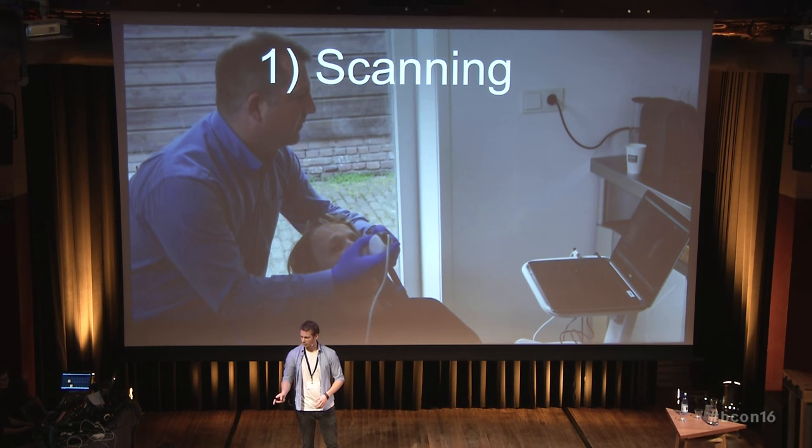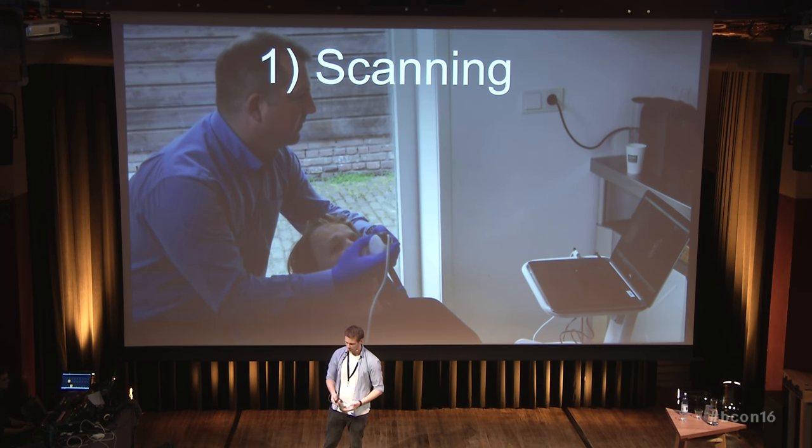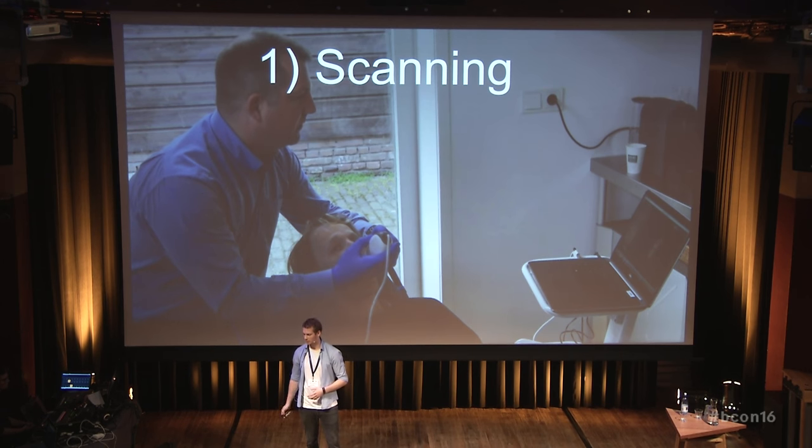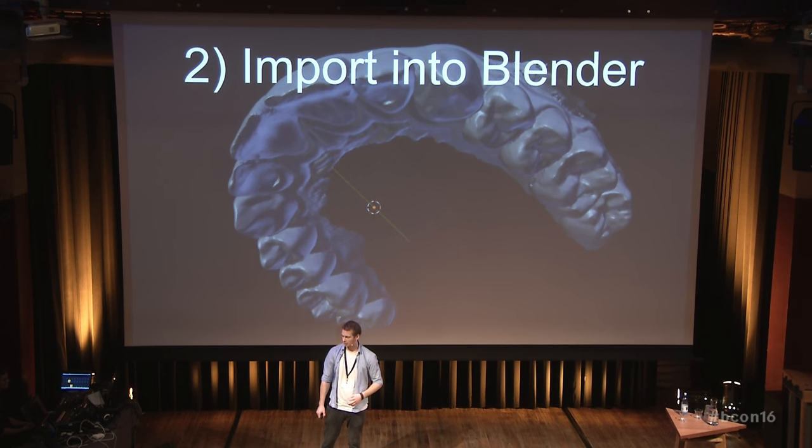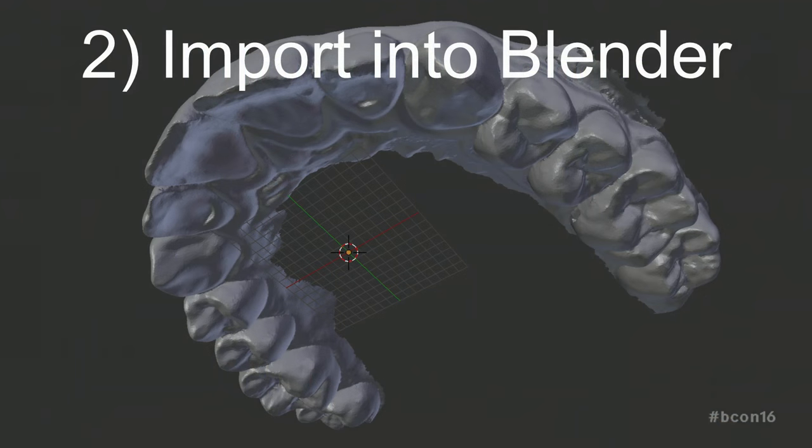So this software that does the photogrammetry spits out STL files. That's great because we can import that into Blender. And then it looks something like this. As you can see, it's a really detailed and really accurate scan. So currently, we have a great way to do a scan, get it into Blender, and now we have a model of the teeth of the athlete.